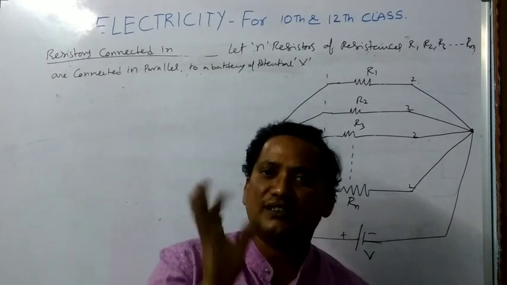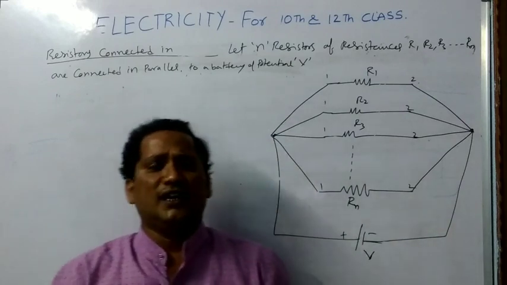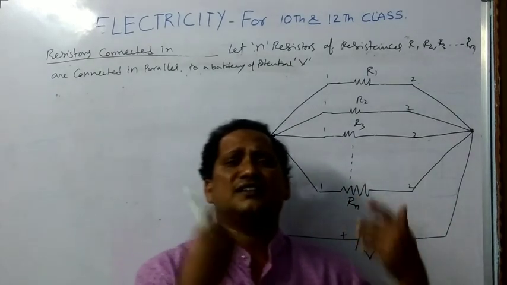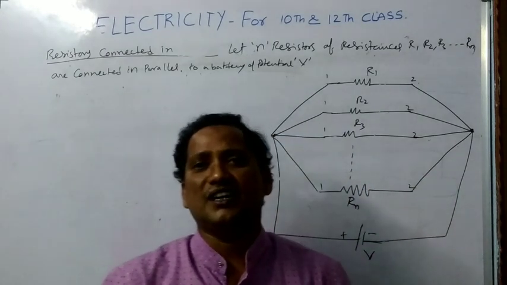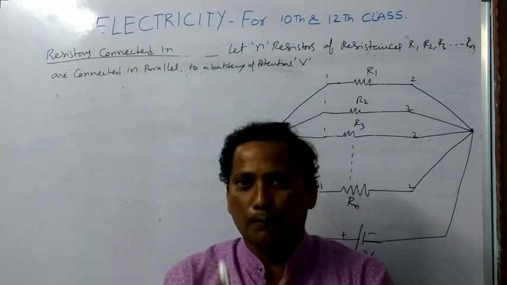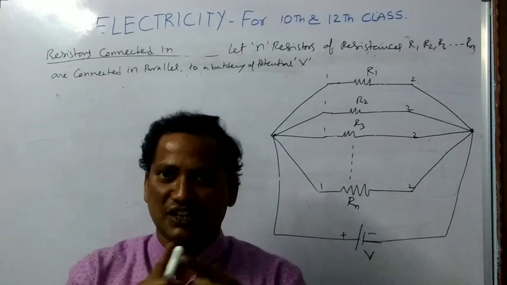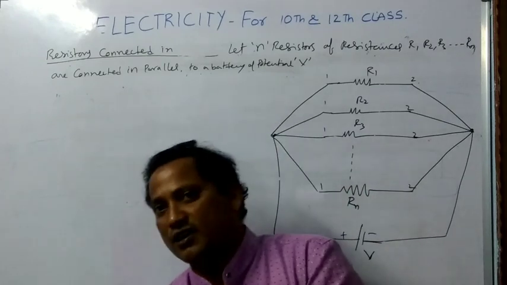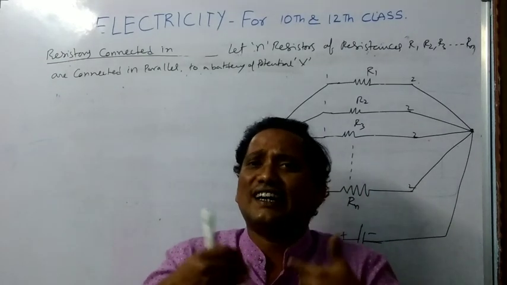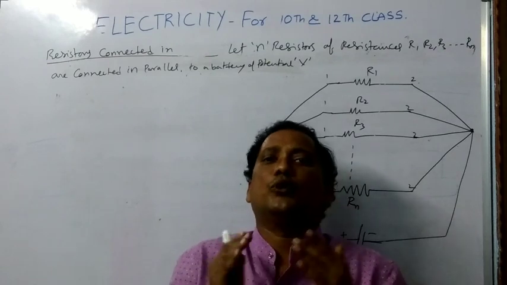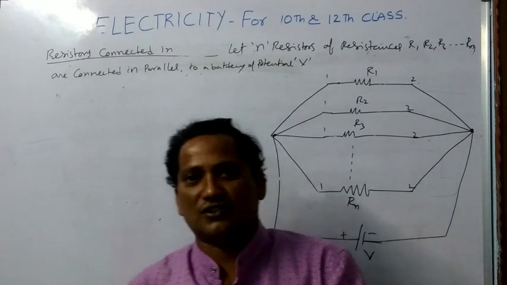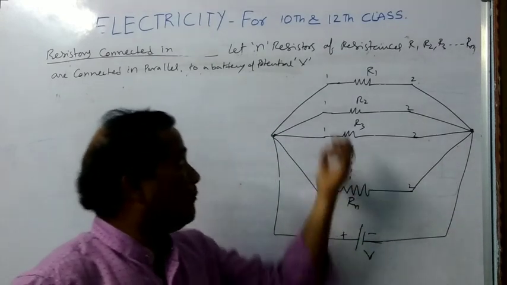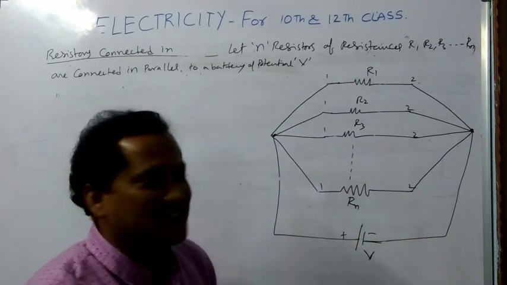Remember one very important thing. If resistors, capacitors, inductors, electric bulbs, whatever they may be, are connected in parallel, potential remains constant. Remember this point: parallel, potential constant. You can remember this easily. For parallel, potential constant, parallel, potential constant. Now, parallel means potential constant, as you know.